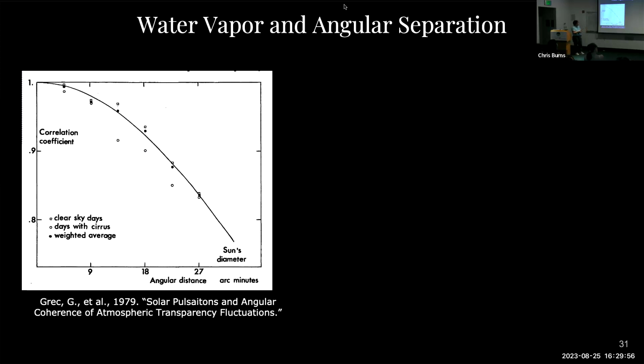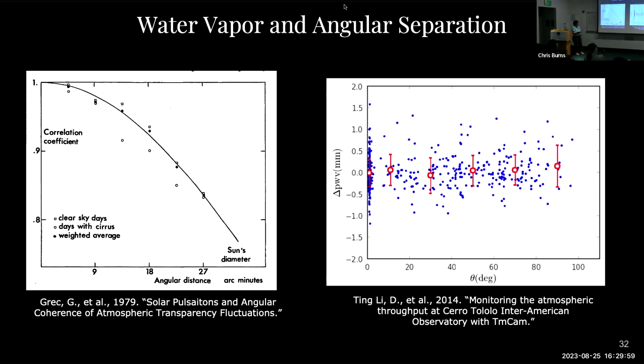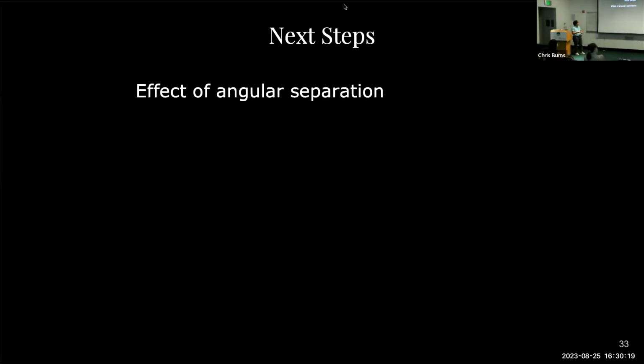And so in other studies, for example, this paper by Ting Li in 2014, they found that precipitable water vapor did not change significantly, even as angular separation increased significantly, even up to 90 degrees. And so some of our next steps will be to better understand this effect of angular separation.